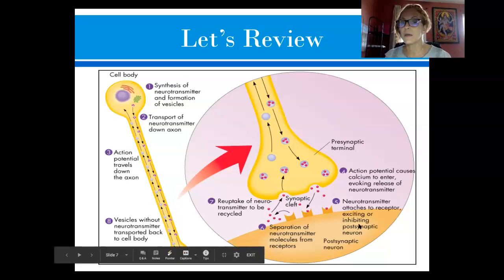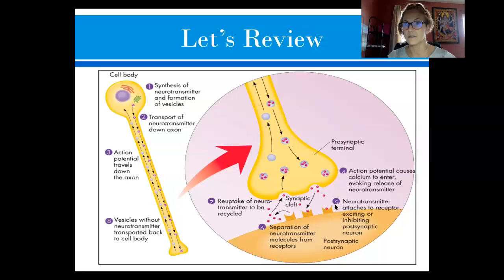This next cell could be a muscle cell, it could be a gland, it could be another nerve cell. No matter what, that cell has special receptors on its surface, like the acetylcholine receptor.